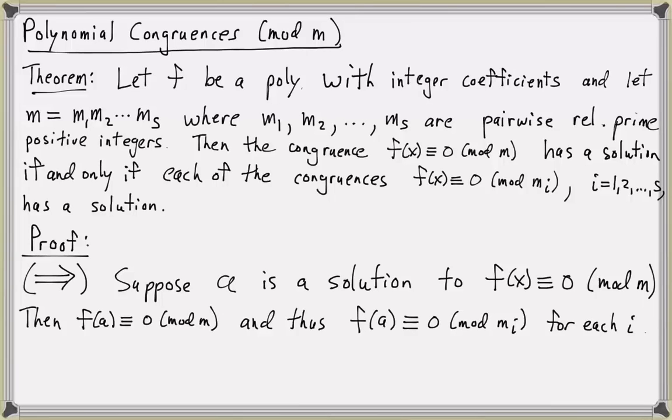Well, that's the same as saying that a is a solution to each of the congruences f of x congruent to 0 mod mi. So a is a solution to f of x congruent to 0 mod mi for each i.